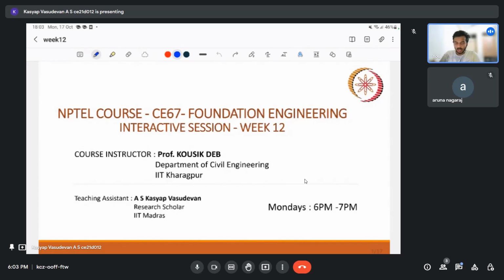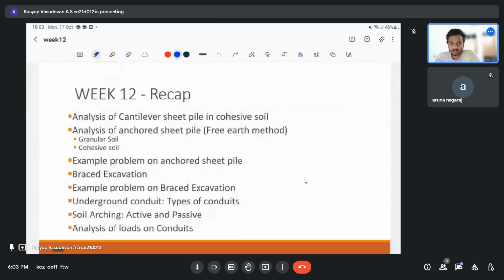As usual, let's have a small recap of the contents of the last week. This is the concluding week. Two or three concepts were discussed. One of them, as a continuation from week 11, was the analysis of cantilever sheet piles in cohesive soil, where the bending moments and the lateral forces acting on the sheet piles were analyzed. After that, the alternative: whenever in our design we get the embedment length, that is our depth d, as too high, we need to go for an alternative, that is the anchored sheet pile.